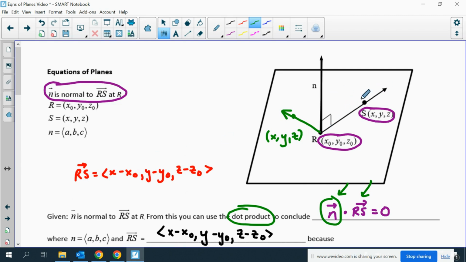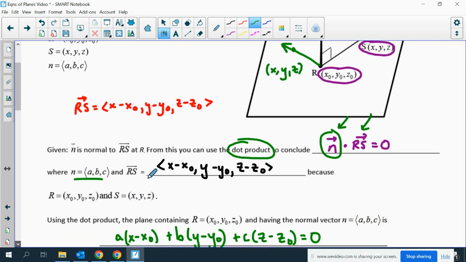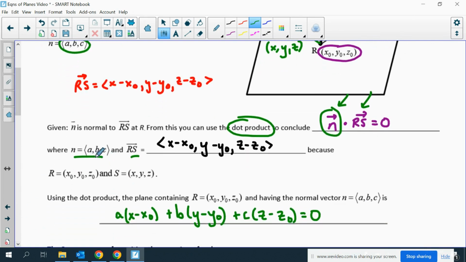So if I compute vector rs, I have x minus x naught, y minus y naught, z minus z naught. I would just dot n and rs and set it equal to 0. So since n is some value which will be calculated, we just take a times x minus x naught plus b times y minus y naught plus c times z minus z naught, and that has to equal 0. And if that happens, then we have a plane.